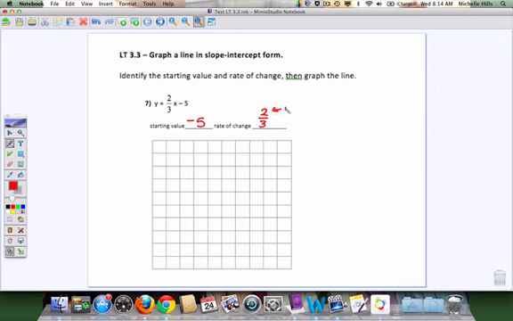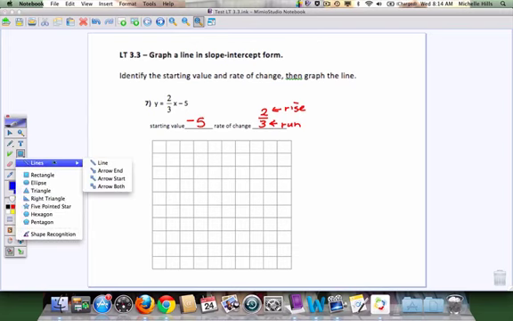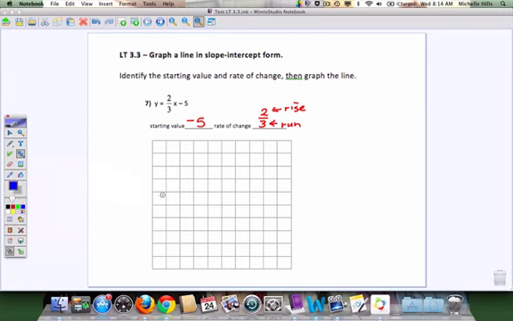Now reminder, your slope is your rise over your run. So I'm going to plot a point at -5 on the y-axis. From that point, I will rise 2 and run 3 to find a second point on my line. So I need to go down to -5. Let me get my lines in place. Make sure you put arrows at the ends of your lines. So I'm going to go down to -5 on the y-axis.